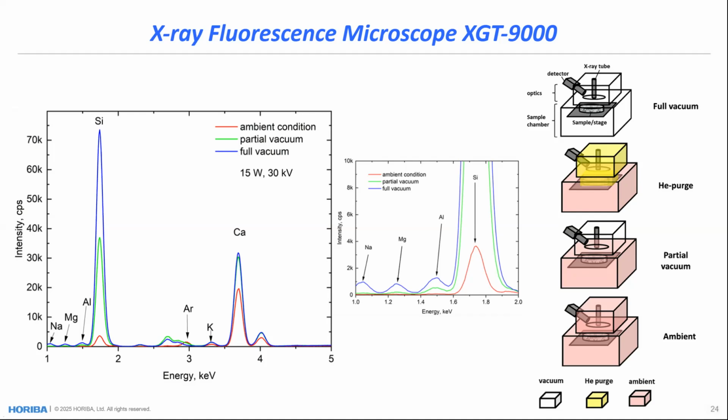So all light elements are supposed to be detected either in the vacuum, partial vacuum, or helium purge, because the high energy elements are not very sensitive to the vacuum condition. But if you have a sample which contains light elements, it's best to use our technology, because we offer four different options: full vacuum, helium purge, partial vacuum, and ambient condition. Partial vacuum is very useful as well, as you can do measurements in solution or in biological cells that can be damaged by the vacuum. You can also apply the helium purge to get high sensitivity for the light elements.